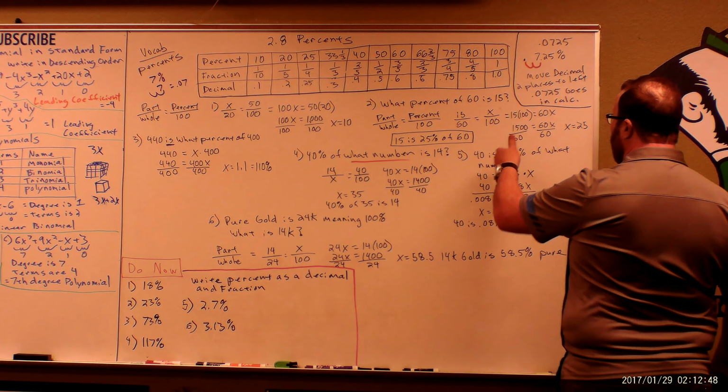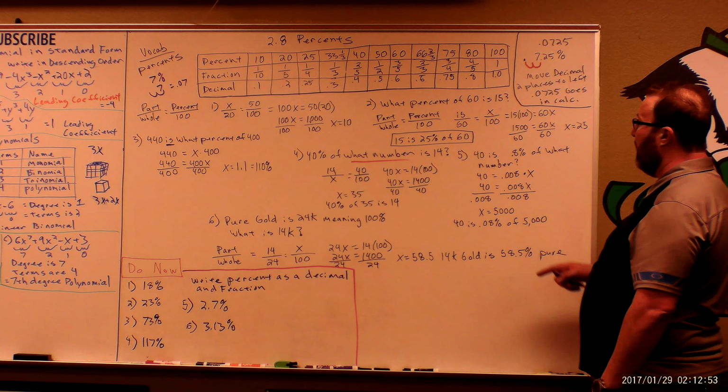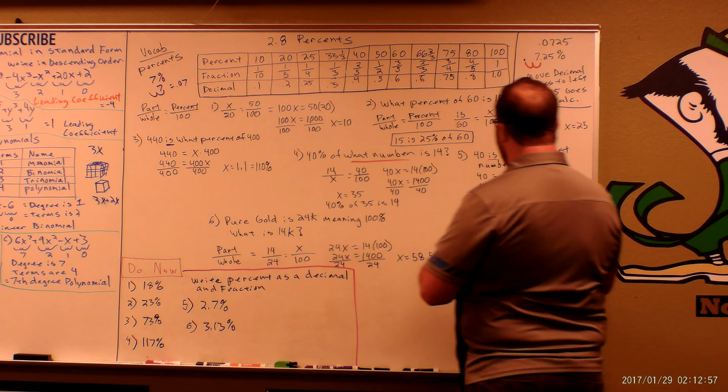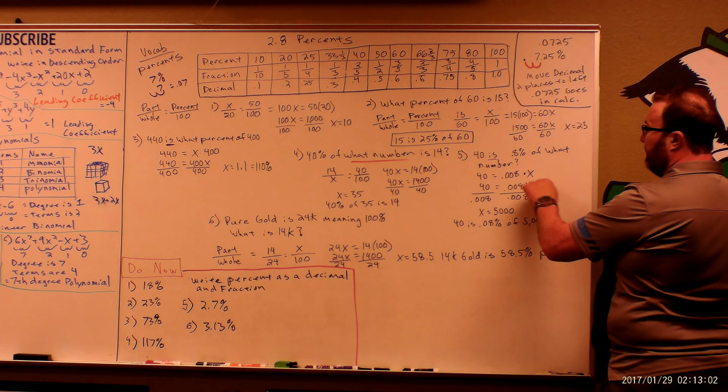This is saying 40 is 0.8% of what number? So we don't know what the number is, but we have an answer. It's saying 40 and is. That's how we know we're multiplying. So 40 equals 0.008 times x.